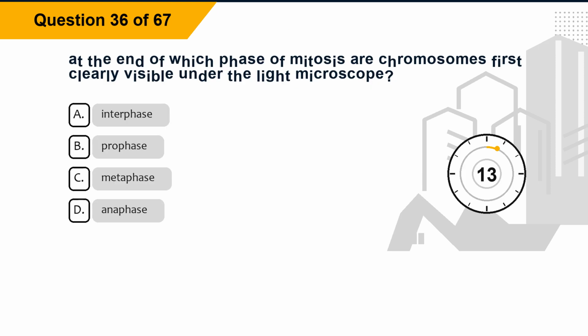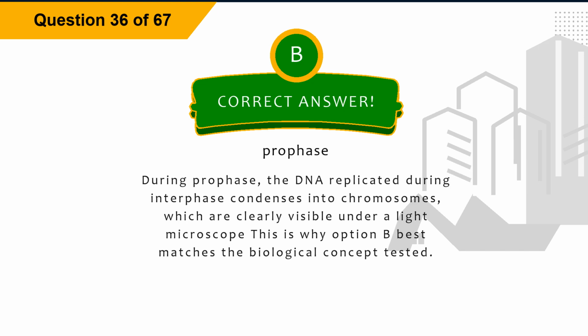Question 36. At the end of which phase of mitosis are chromosomes first clearly visible under the light microscope? Option A, interphase. Option B, prophase. Option C, metaphase. Option D, anaphase. The correct answer is option B, prophase. Explanation: during prophase, the DNA replicated during interphase condenses into chromosomes, which are clearly visible under a light microscope. This is why option B best matches the biological concept tested.